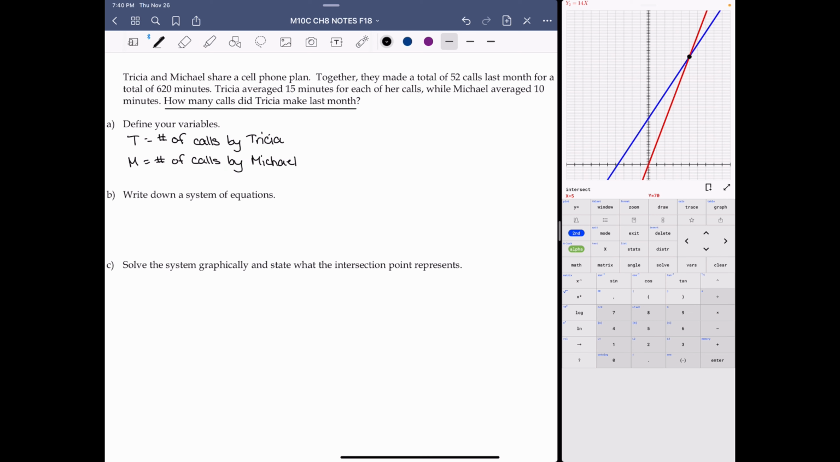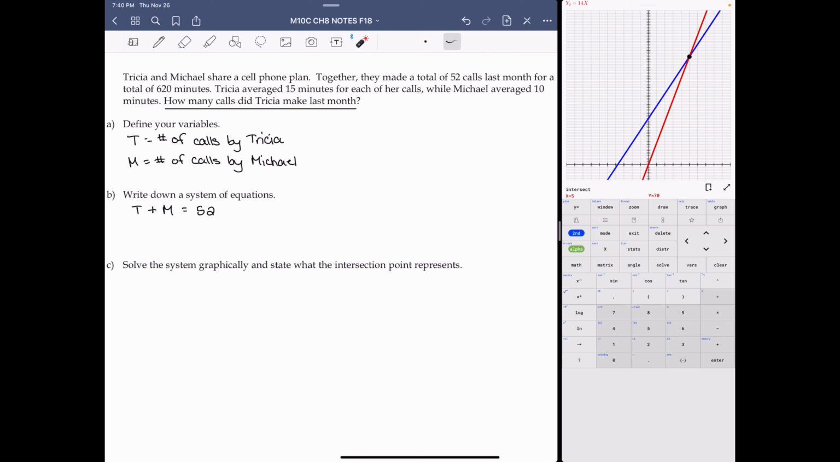B, write down a system of equations. It says together they made a total of 52 calls last month. So together means plus: the total number of calls made by Trisha and Michael equals 52.